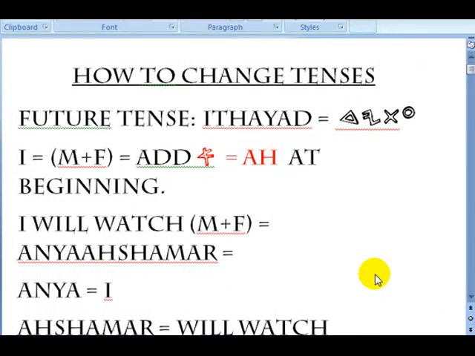Alright, Shalom Akim. Welcome to our final lesson on how to change tenses. We went through the present tense and the past tense, and in this lesson we're going to deal with the future tense. And I just want to make this one mention again.